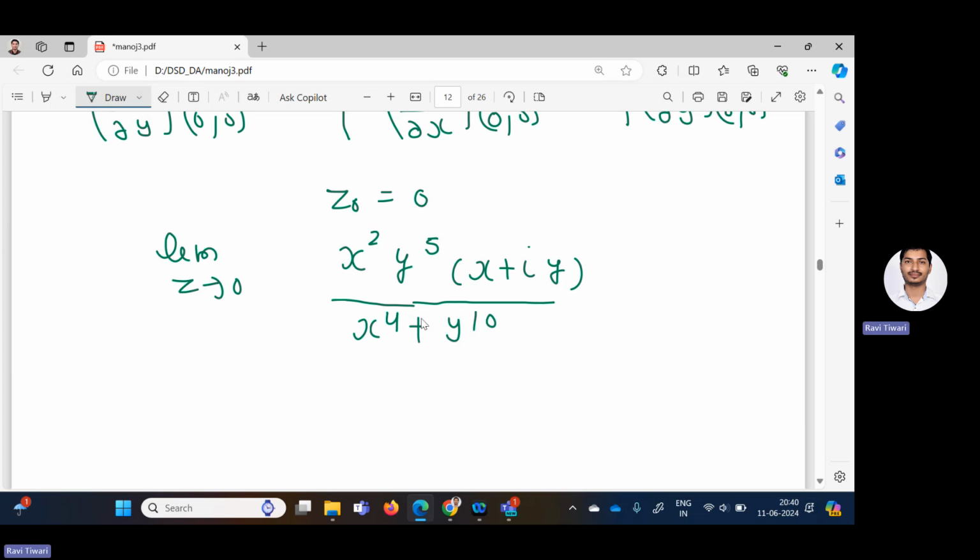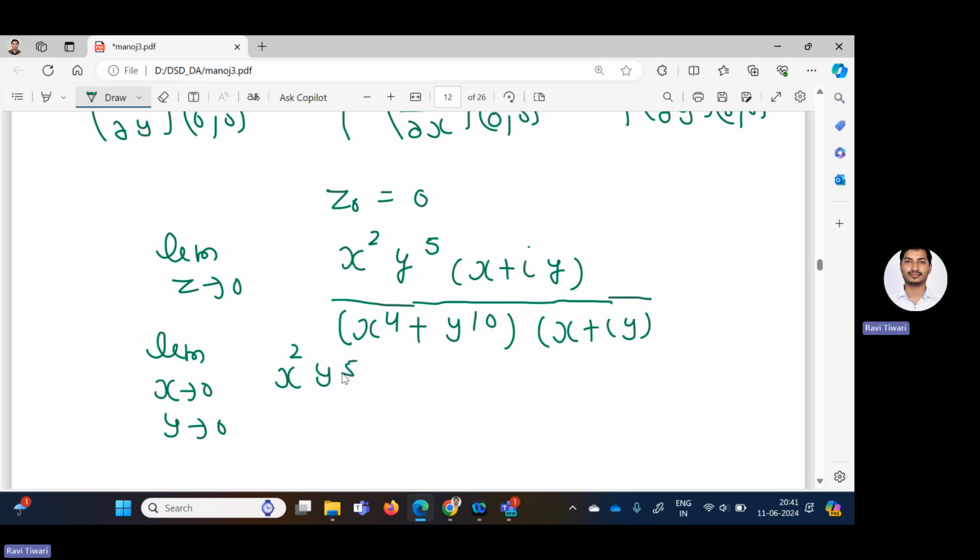So what is the formula for differentiability? f of z minus f of z naught divided by z minus z naught. So you can multiply here by z, and what is the value of z? x plus iy. If you observe here, because they have given x plus iy, you can directly cancel out x plus iy. So now limit z tends to 0 means x tending to 0 and y tending to 0, x square into y power 5 divided by x power 4 plus y power 10.